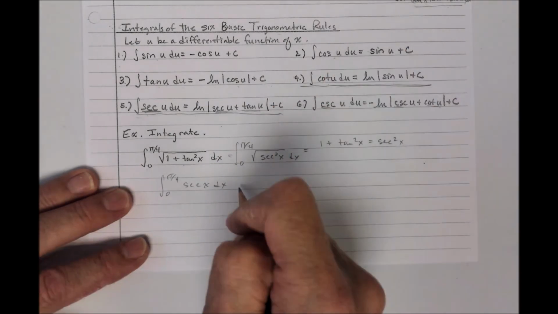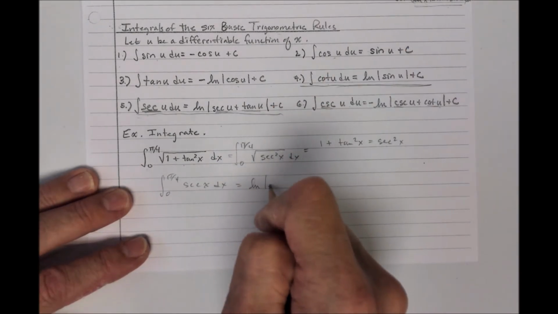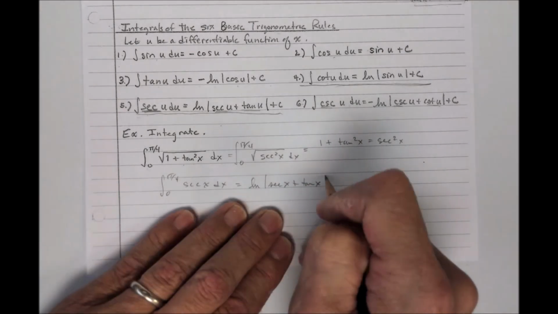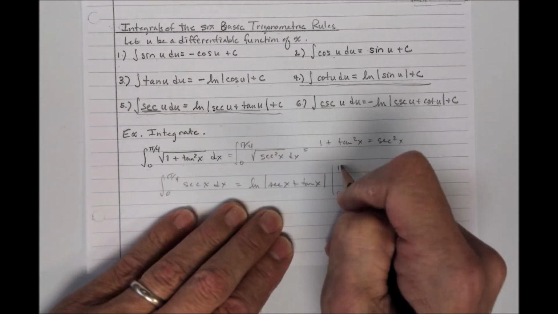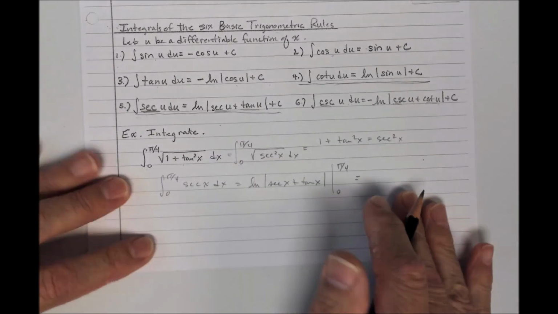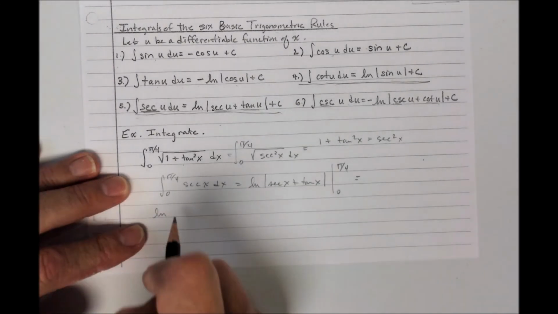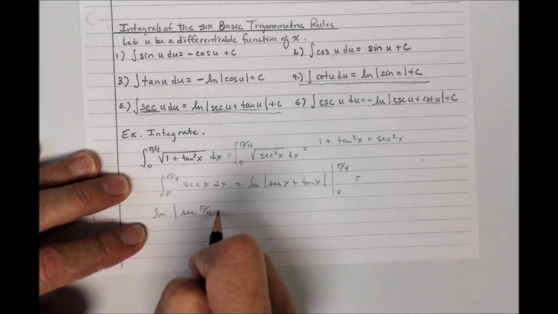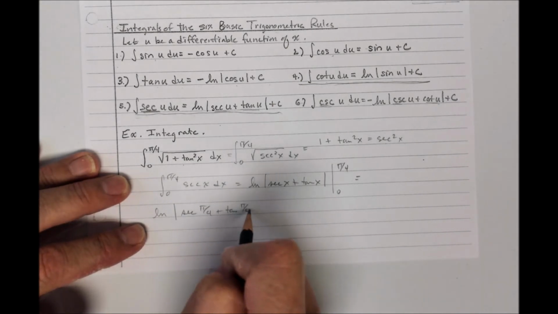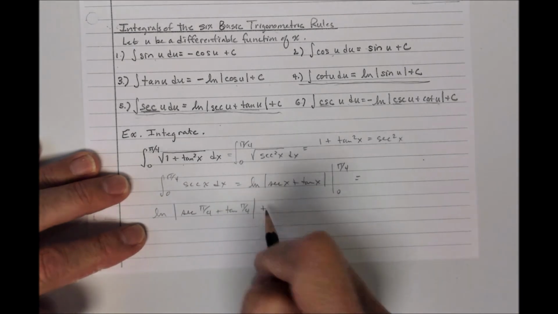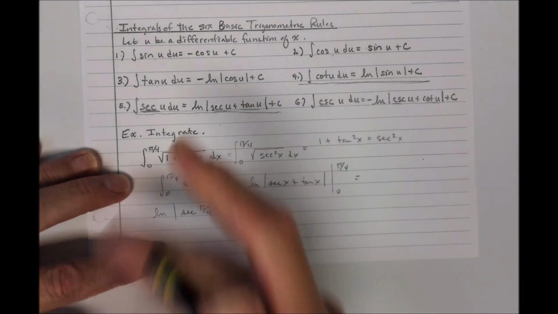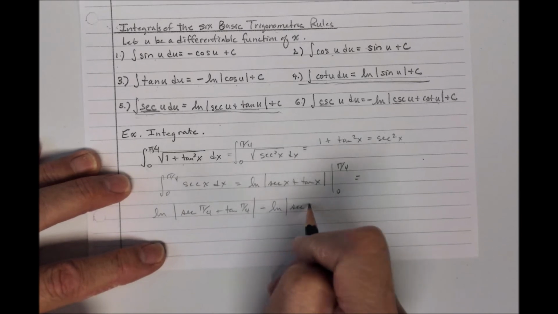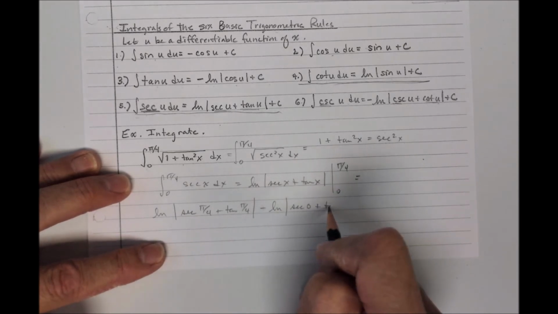This is equal to the natural log of the absolute value of the secant of x plus the tangent of x running from 0 to pi over 4. So if I plug pi over 4 in, I get the natural log of the absolute value of the secant of pi over 4 plus the tangent of pi over 4, minus the natural log of the absolute value of the secant of 0 plus the tangent of 0.